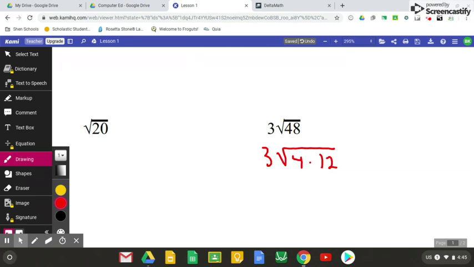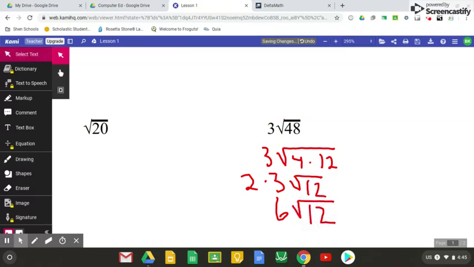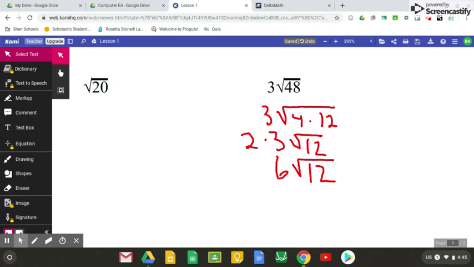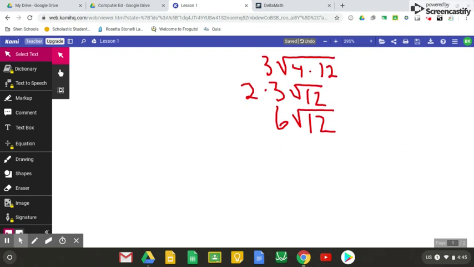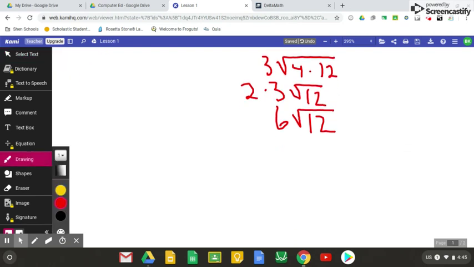So now I'm going to take the square root of that. I got 2 times 3, which is radical 12, and I got 6 radical 12. And I think, oh, maybe that's simplified all the way. But guess what? It's not. So even if you don't pick the largest one to start with, you can potentially still simplify.